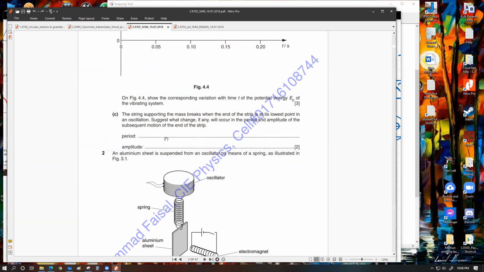Period decreases, one word; amplitude increases, one word; and that's basically it, you don't have to explain. They didn't say suggest an explanation, they say suggest what happens. So that's it.